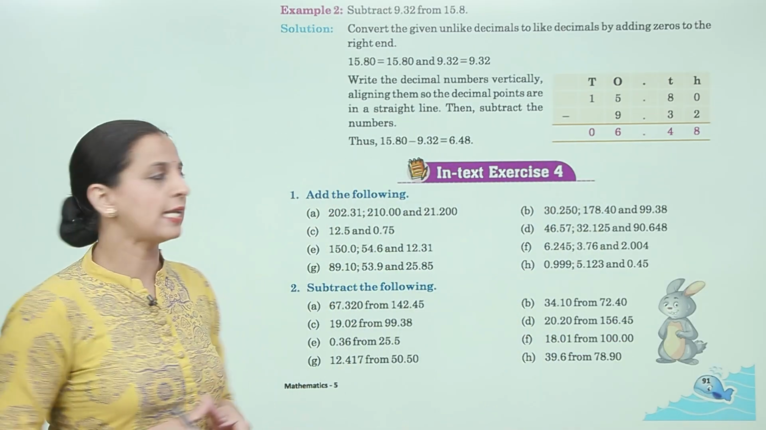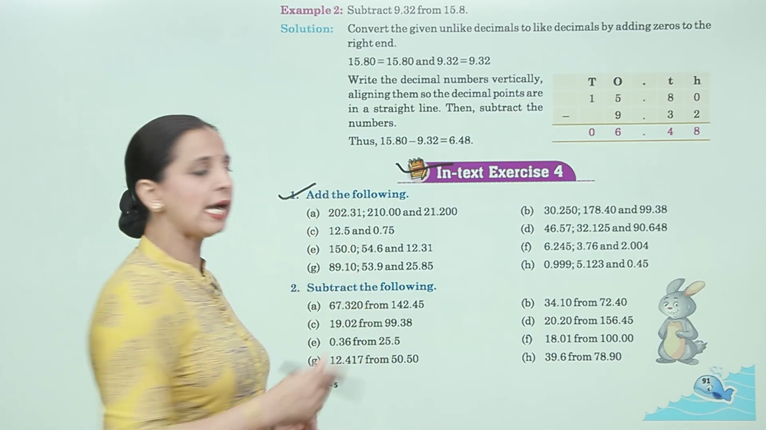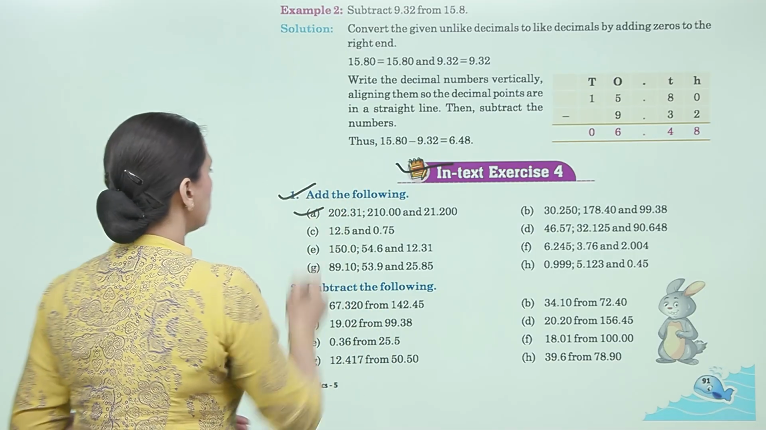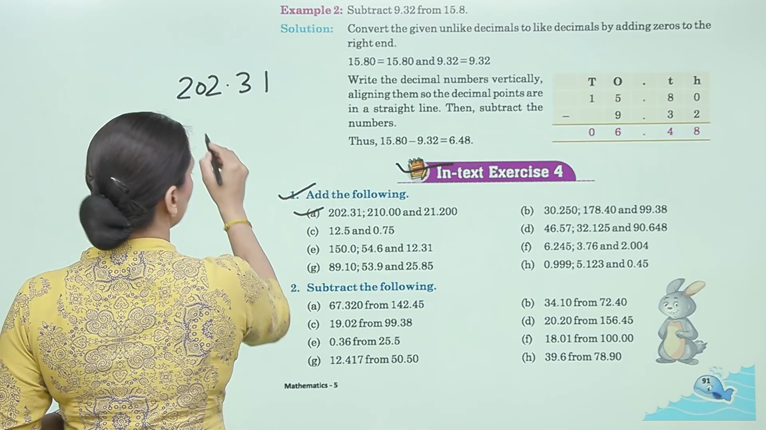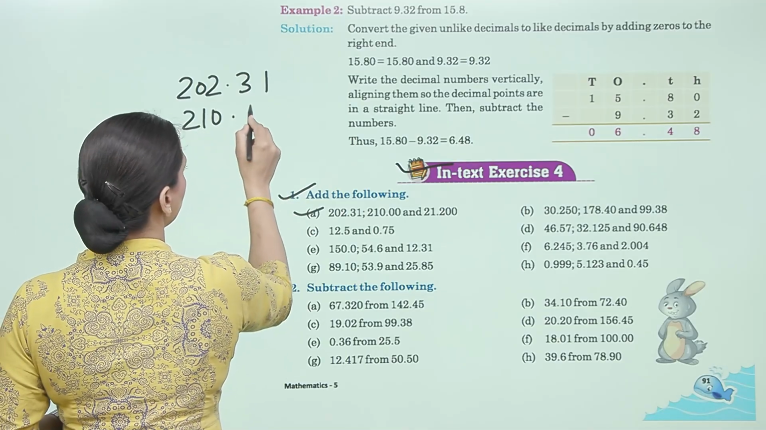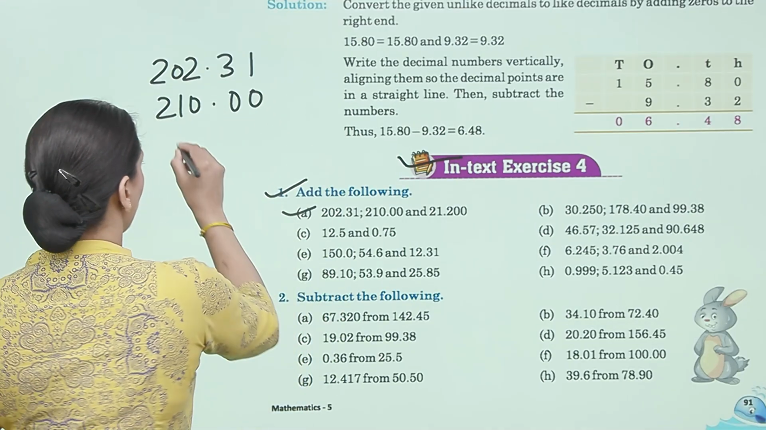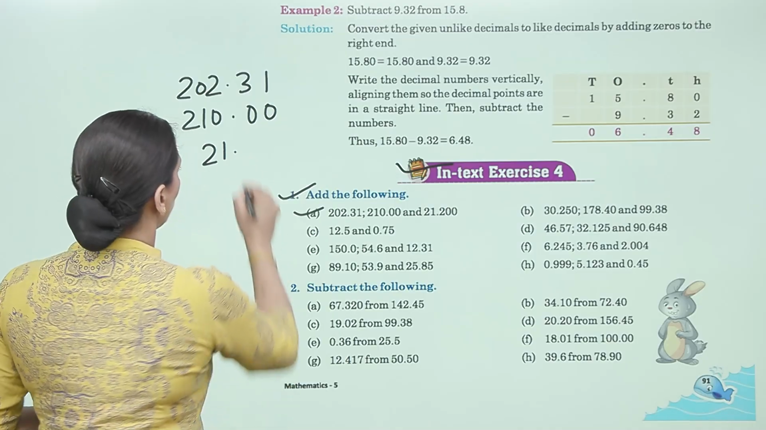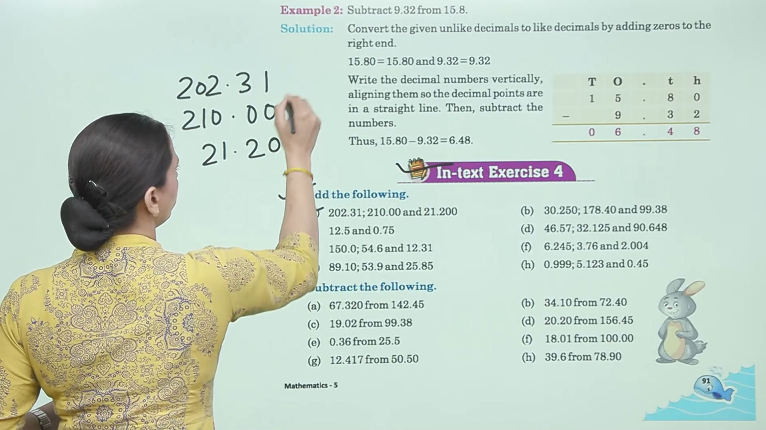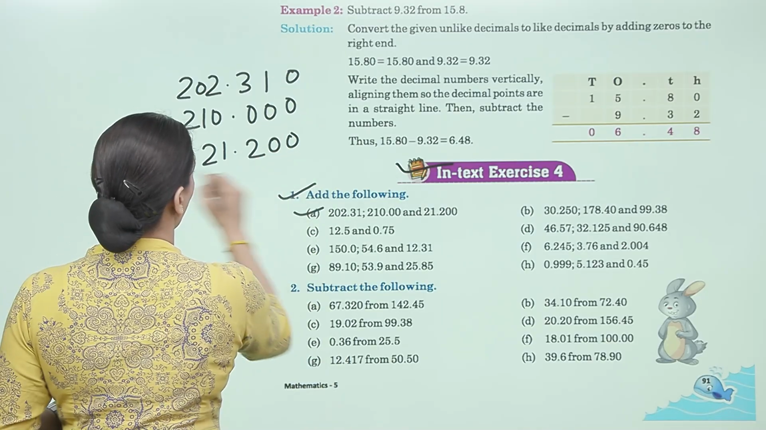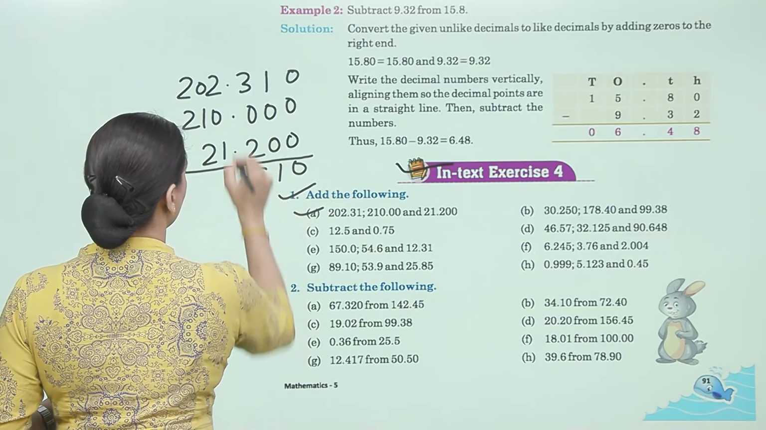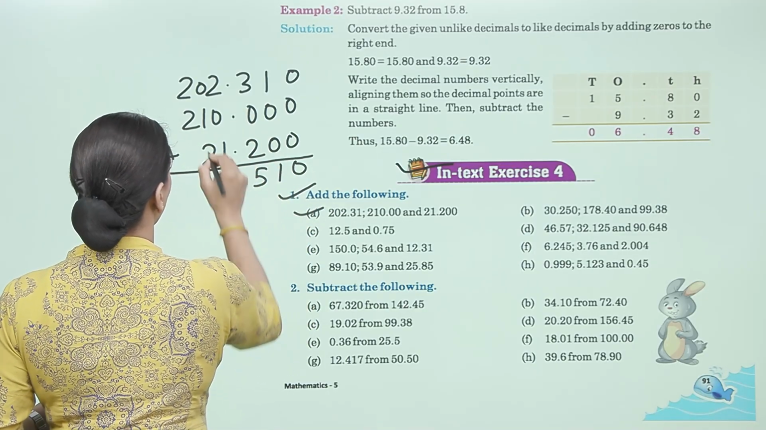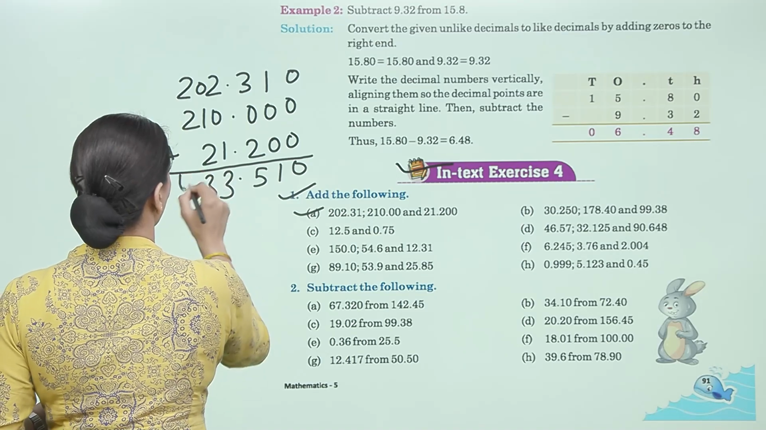Now in test exercise 4. Question number 1, add the following. A part, that is 202.31, 210.00, now 21.200. Now make them like decimals. Now add them. 0, 1, 2 plus 3 is 5. Decimal, 2 plus 1 is 3, 2 plus 1 is 3, 2 plus 2 is 4.